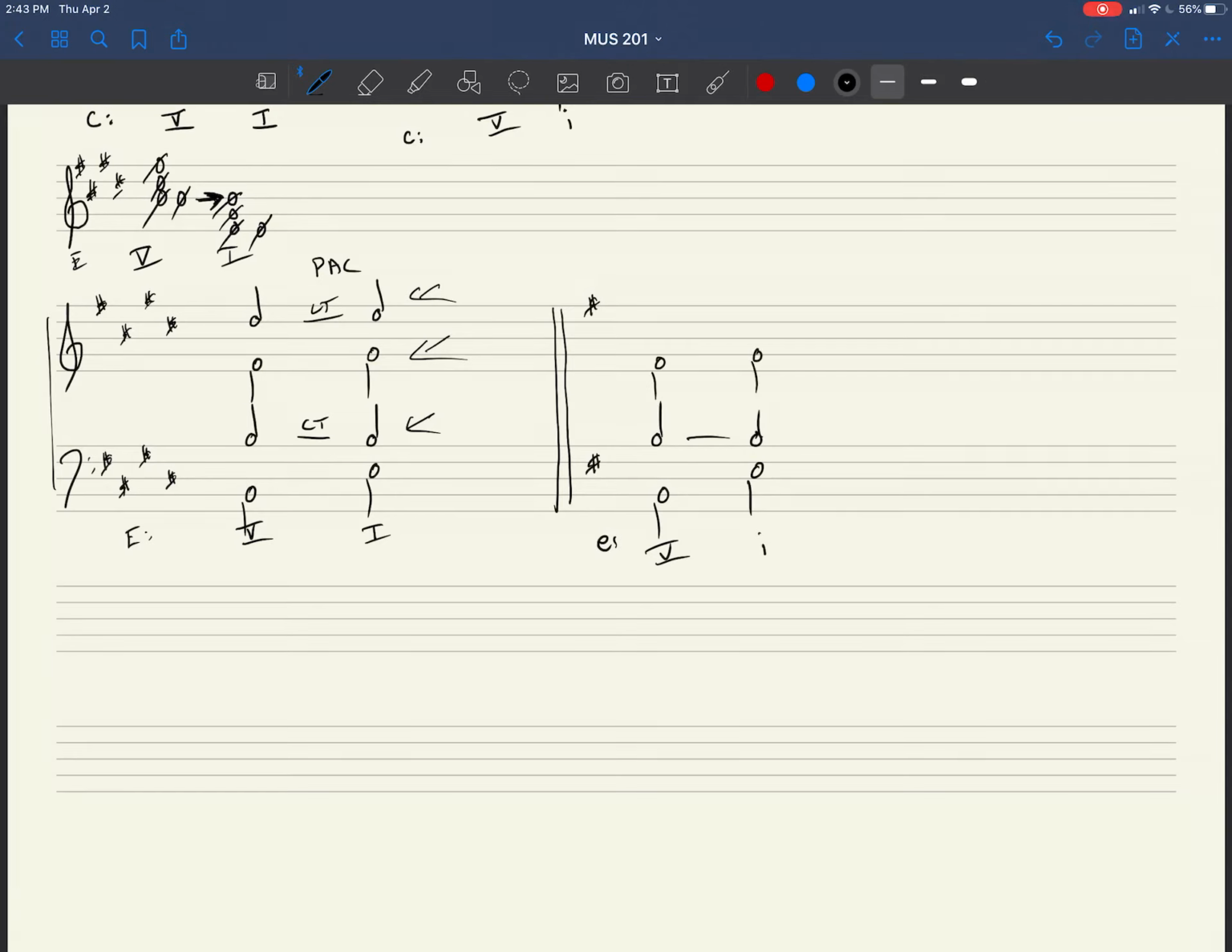This F sharp will still come up to G, but the leading tone is now D natural instead of D sharp. So I need to make that sharp.